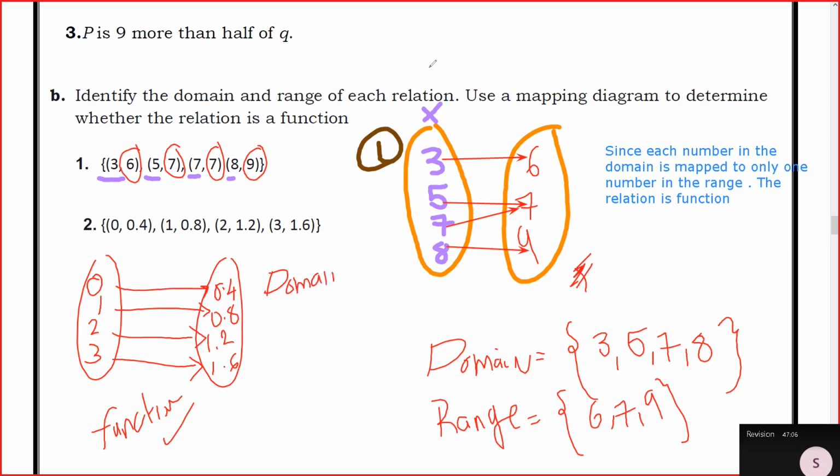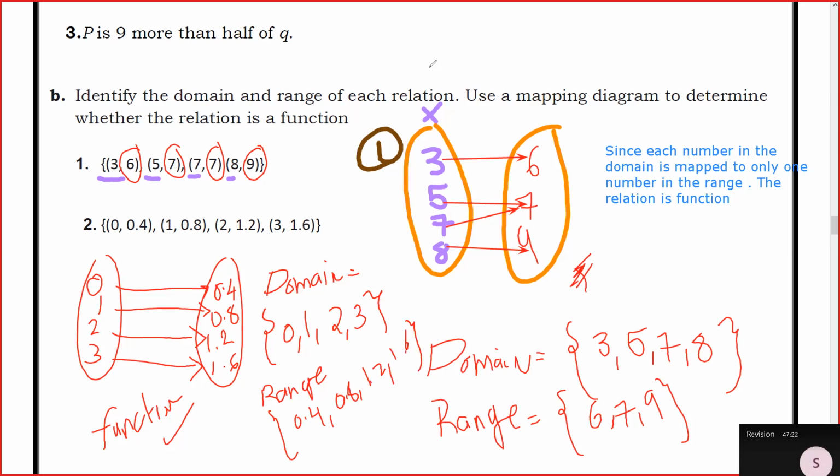Now what's the domain? 0, 1, 2, 3. And the range? 0.4, 0.8, 1.3, 1.6. Bravo. That's it. Okay. Any question?